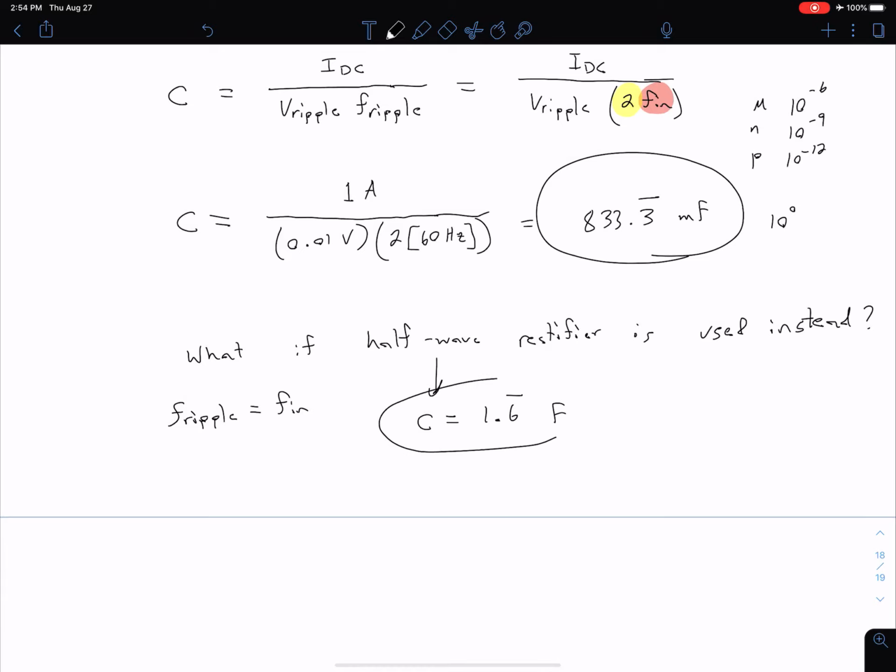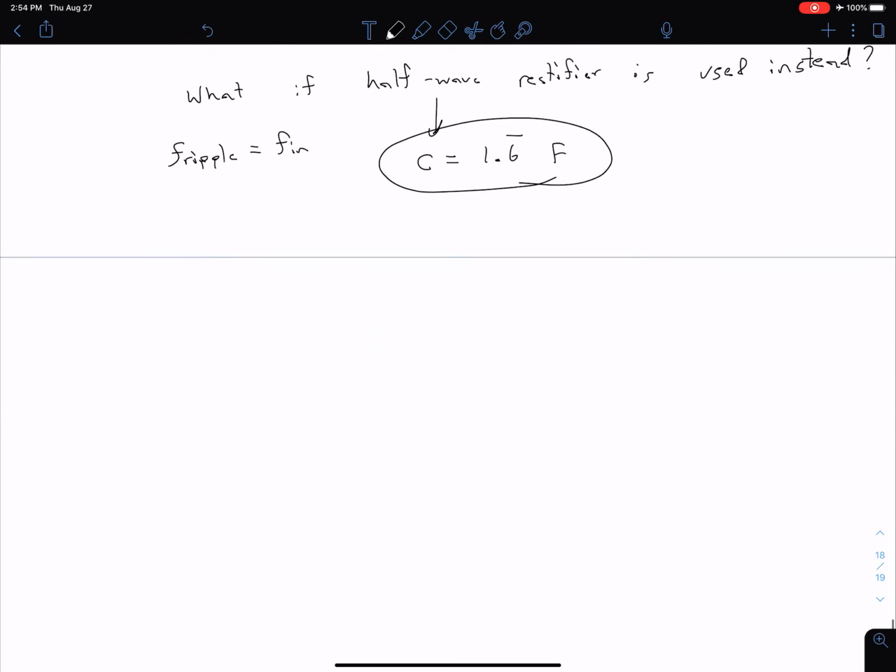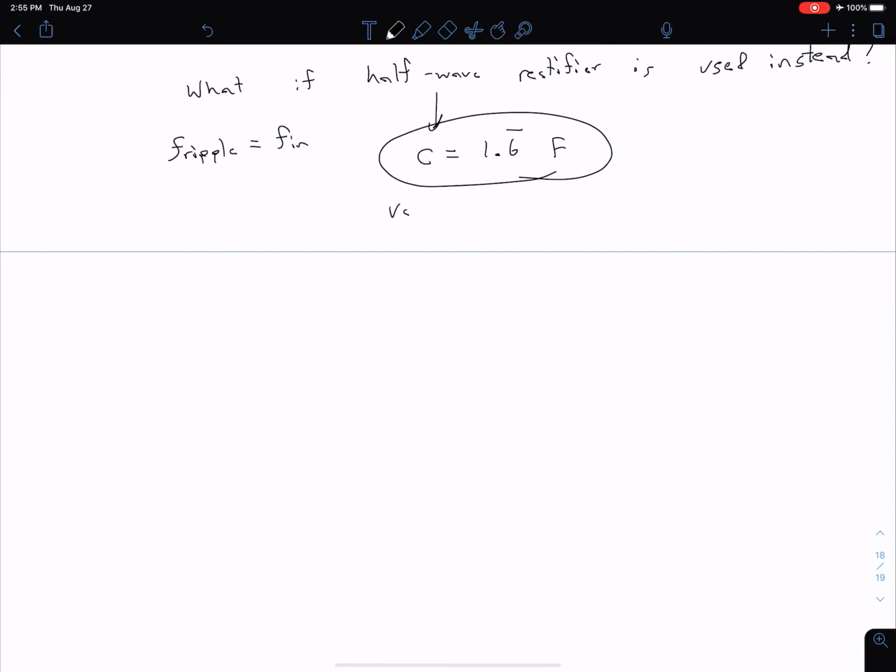So again, this is a very, very large capacitance. So this is impractically large for the types of circuits that we're looking at. So instead of doing this sort of brute force with our parallel capacitor, what we're going to look at instead is our voltage regulators.